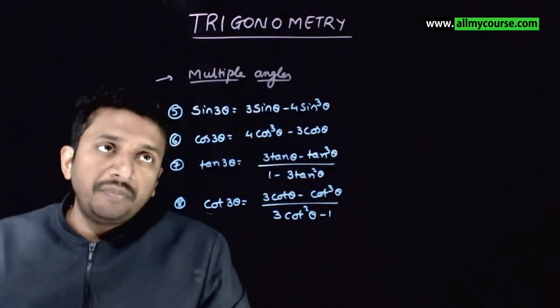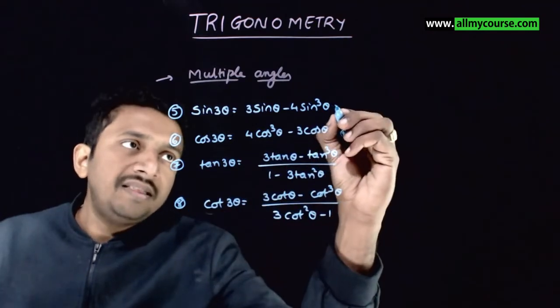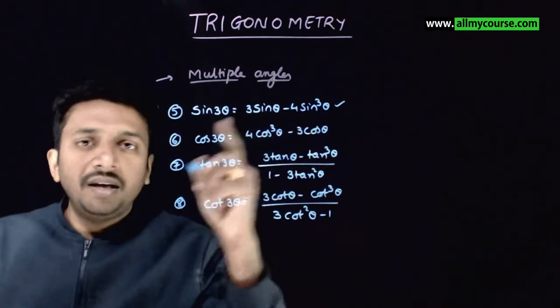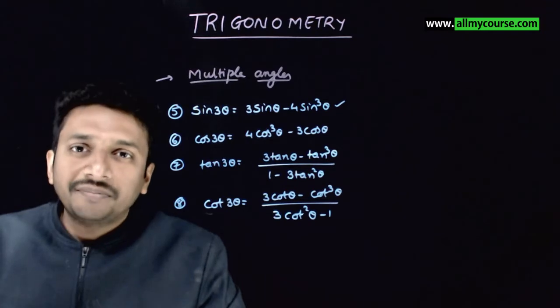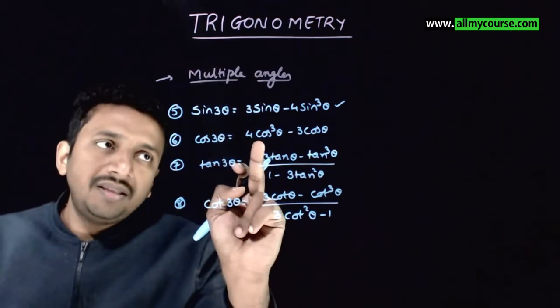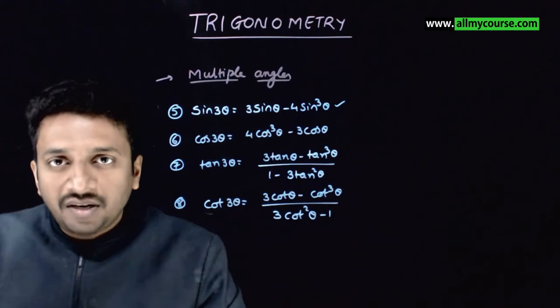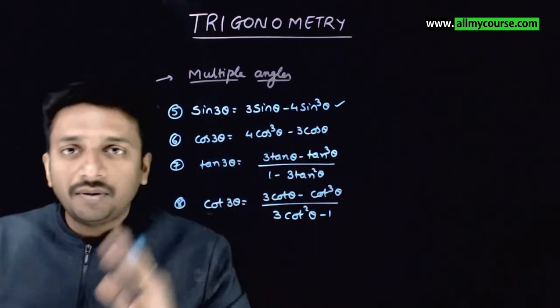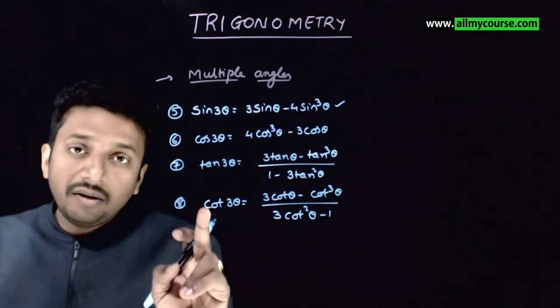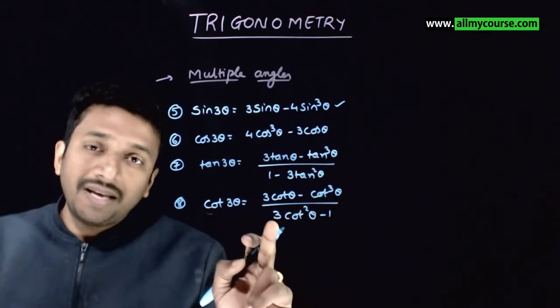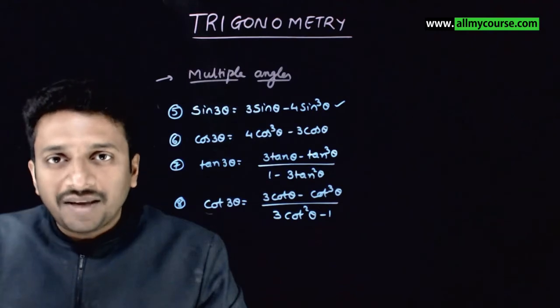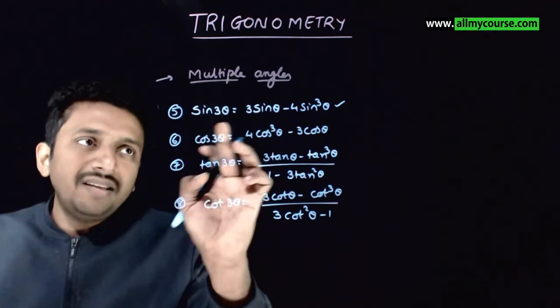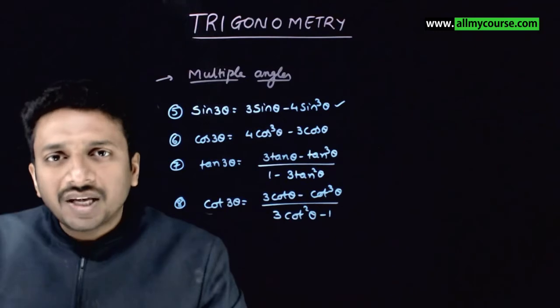The next set of formulas are sin 3 theta is equal to 3 sin theta minus 4 sin cube theta. And cos 3 theta is 4 cos cube theta minus 3 cos theta. Tan 3 theta is 3 tan theta minus tan cube theta by 1 minus 3 tan square theta. Cot 3 theta is 3 cot theta minus cot cube by 3 cot square minus 1. So sin 3 theta is 3 sin theta minus 4 sin cube theta.